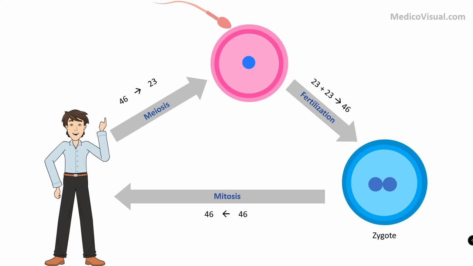So let's talk about meiosis. Here I would like to tell you that this 46 chromosome number is called diploid, and when its number is halved, that is in sex cells, in gametes, sperm and ovum, it is called haploid. So all of our body cells have a diploid number of chromosomes, while gametes are haploid.